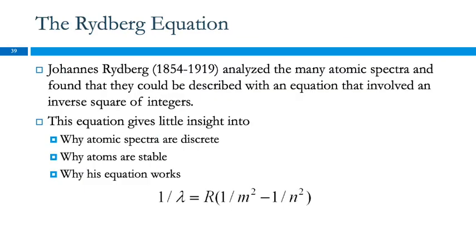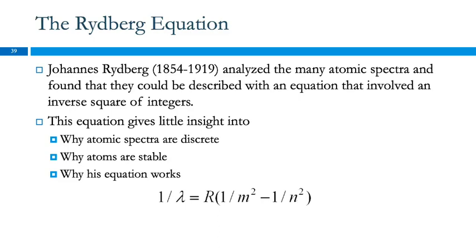A guy named Johannes Rydberg looked at these atomic spectra and came up with an equation relating the wavelengths in terms of small whole numbers, integers. And so it's really cool that he was able to do this, but it's not really all that useful because it doesn't explain anything. It just says, okay, here you can predict what's going to happen.